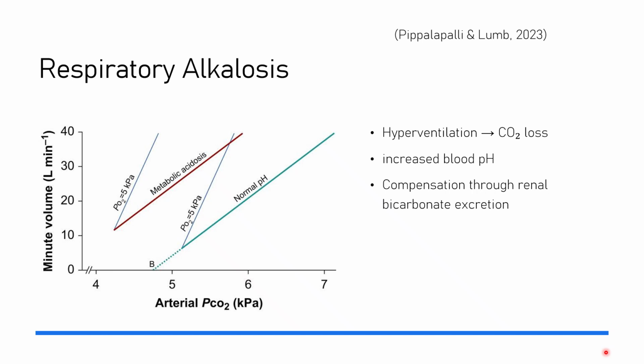A decrease in carbon dioxide and an increase in pH are the immediate disruptions. The pH gradually returns to normal as a result of kidney compensation by lowering bicarbonate reabsorption.